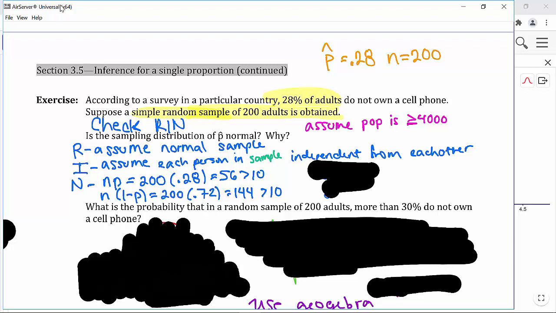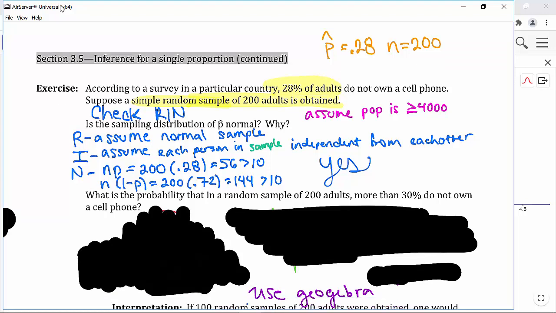So we've checked our RIN conditions. It's a random sample. The population is at least 4,000 by assumption. So our sample's small enough to consider the sample independent. And the normality condition holds. So yes, we can consider it normal. And now that allows us to find probabilities, just like we did before.